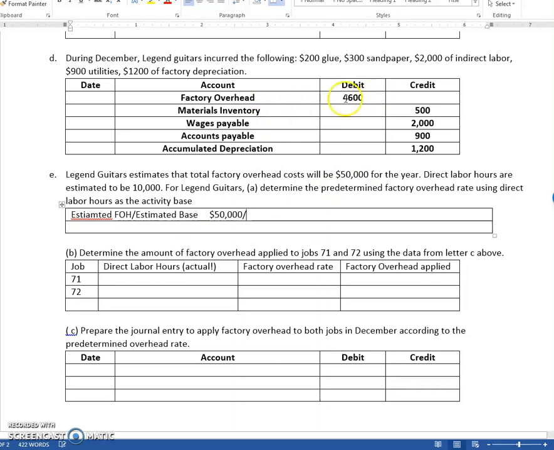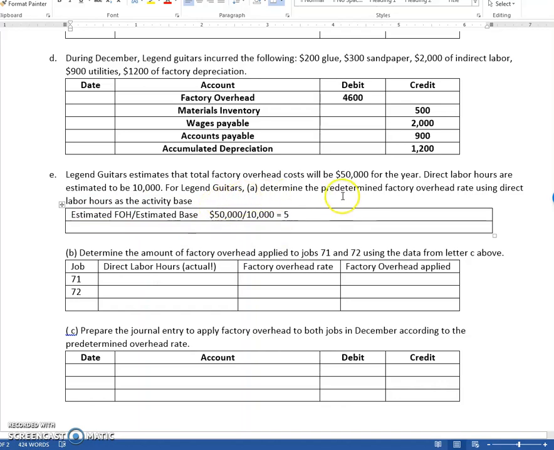We don't know we put $4,600 into it. We need the whole year's worth, so we've got to estimate it. And then our estimated direct labor hours, again, we don't know what real ones are, so we're going to use our estimated one, which is 10,000. All right, when we divide, we get 5. So our rate that we're going to be using all throughout the year is 5.